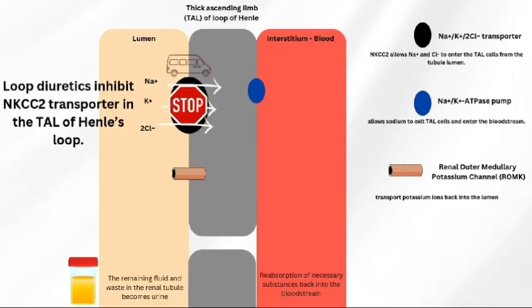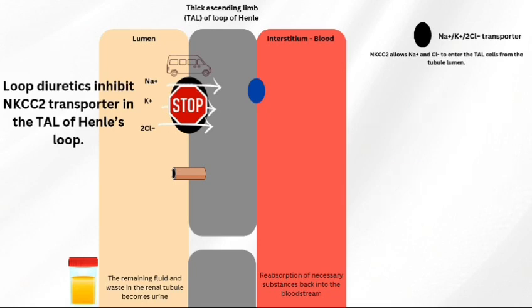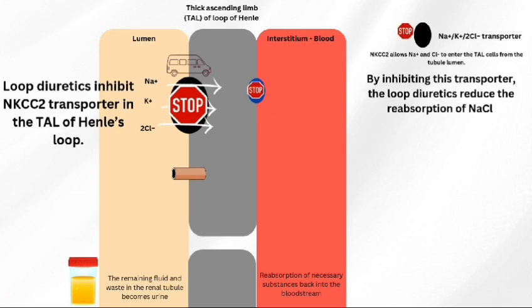Loop diuretics actually inhibit the sodium-potassium-chloride cotransporter at the apical membrane. By inhibiting this transporter, the loop diuretics reduce the reabsorption of sodium chloride. That's why it's helpful in managing patients with heart failure and edema, because they reduce blood volume.